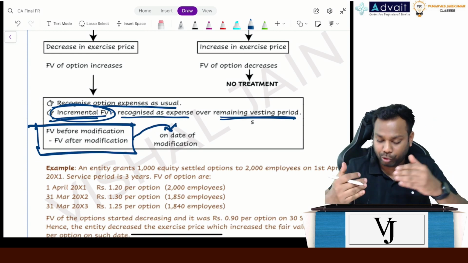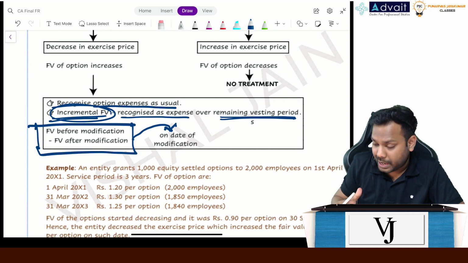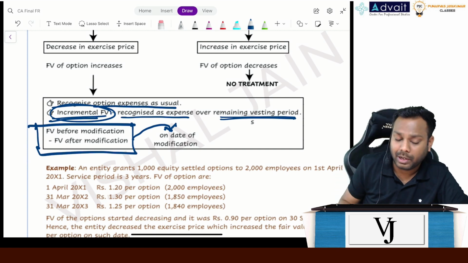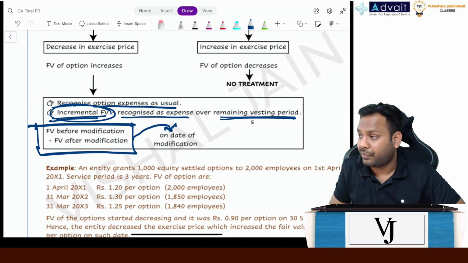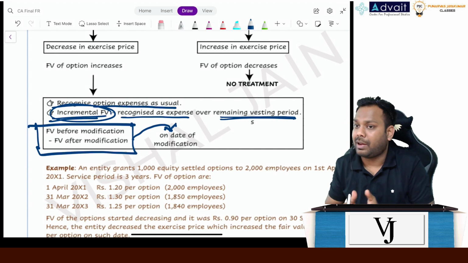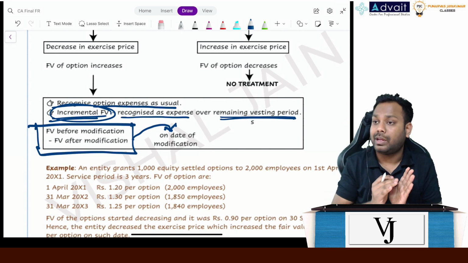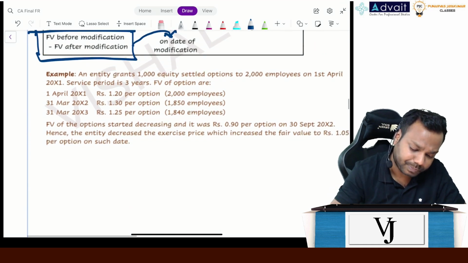Let's suppose today is the date of modification. As of now, I have not yet announced the modification. What is the fair value now? After I announce the modification, definitely the fair value will increase. Now what is the fair value? I will compare these two fair values and calculate the incremental fair value. This incremental fair value has to be apportioned over the remaining vesting period. Let's take up an example also.